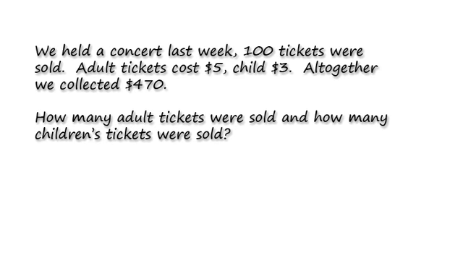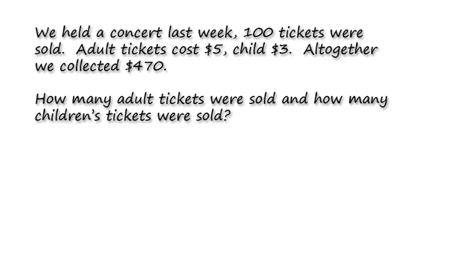When you're doing simultaneous equations, sometimes you're given a word problem, and you have to somehow translate the word problem into simultaneous equations. So, for example, let's say we held a concert last week. 100 tickets were sold. Adult tickets cost $5 each, and a child's ticket would cost $3 each. Altogether, we collected $470. So how many adult tickets were sold and how many children's tickets were sold?